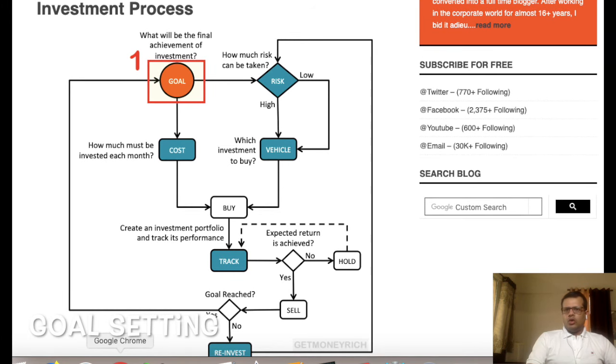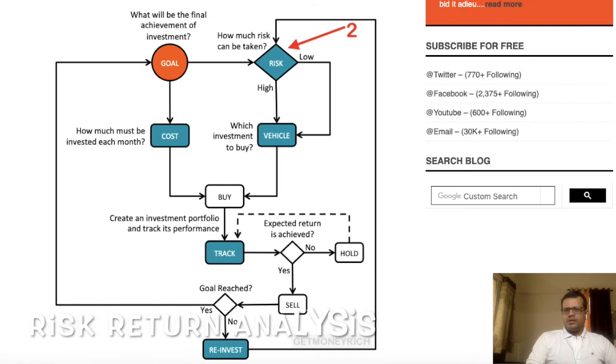Once you have set the goal, the second step is you have to do the risk return analysis. What is this? Suppose you want to buy a car after 3 years. What does it mean? It means you have 3 years of time in your hand, and when the time horizon is more than 1.5 years, the investor can afford to take more risk.